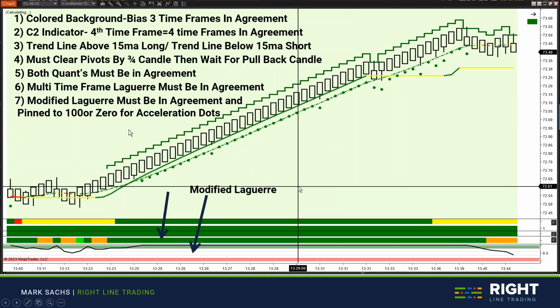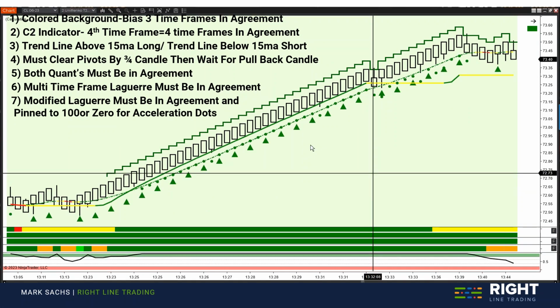Right? The next thing you need is that the modified gear, which is the bottom, I was explaining this indicator a little while ago, must be pinned. This must be green, and it must be pinned at 100 or 0, so we get the acceleration dots. Right? And there you go. This is a good trade setup.